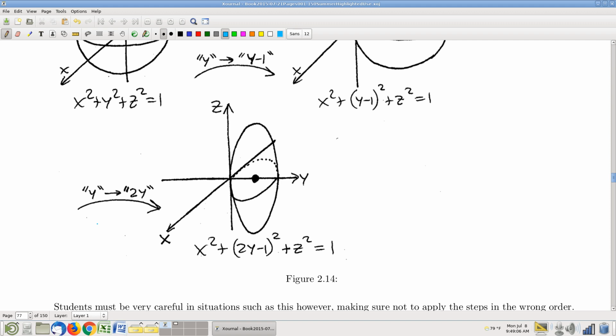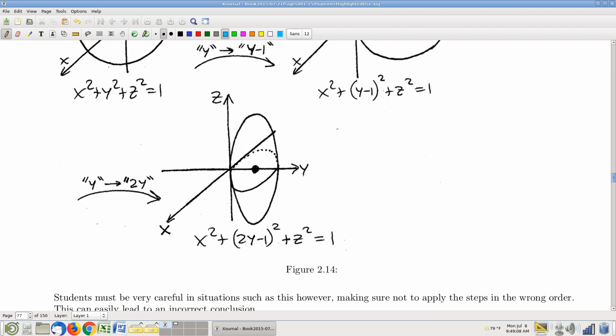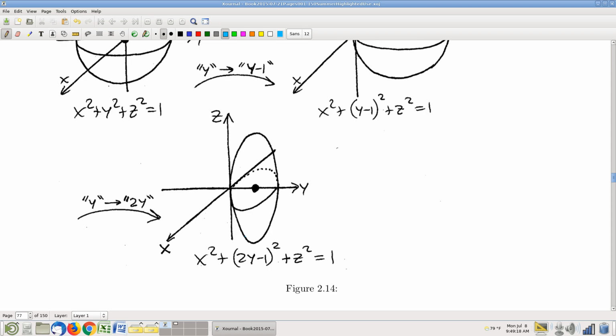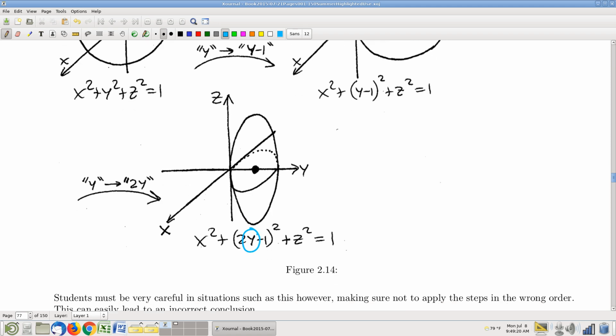Now over here, if you replace y with negative y, if you were to reflect through the xz plane, you can geometrically see that's definitely going to make a difference. Algebraically, you can see that would make a difference because if you replace this y with negative y, it algebraically changes.